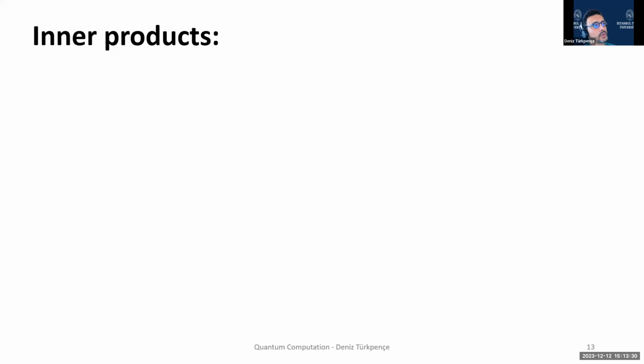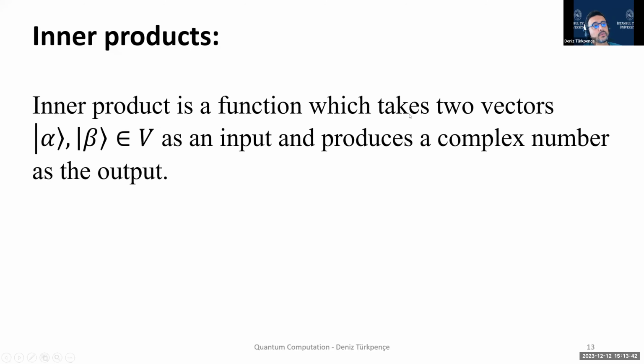Next, we should talk about inner products. In fact, if you have some information about vectors, we know what an inner product is. So inner product is a function which takes two vectors, alpha and beta, which are elements of a vector space, as an input and produces a complex number as output. Okay? So we have two vectors initially, and if you inner product them, what you obtain is not a vector anymore. It is a complex number now.